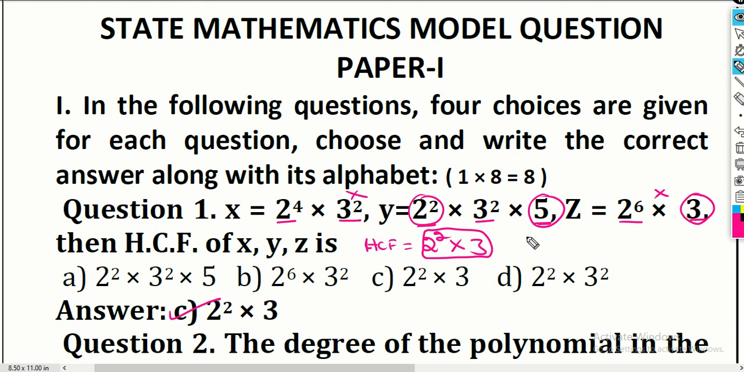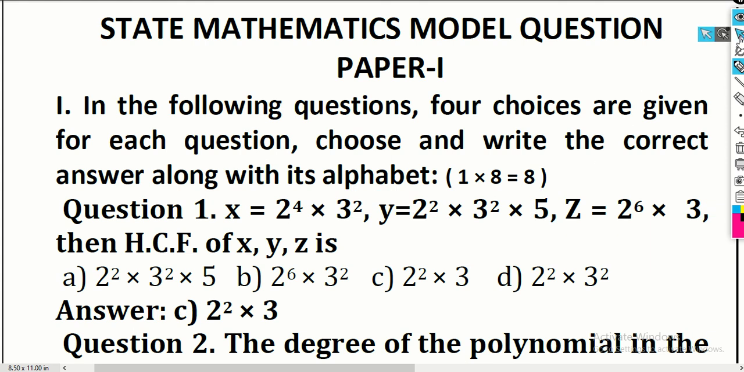If they ask for the LCM, how can you find it? We take the highest power. Of 2 to the power of 4, 2 square, and 2 to the power of 6, we take 2 to the power of 6. Then of 3 square, 3 square, 3, we take 3 square. Here 5 is there, and in the others there is no 5, but they have 5 to the power of 0, so we take 5 also. This is the LCM. HCF means the least terms, LCM means the highest terms. So option C is the correct answer.